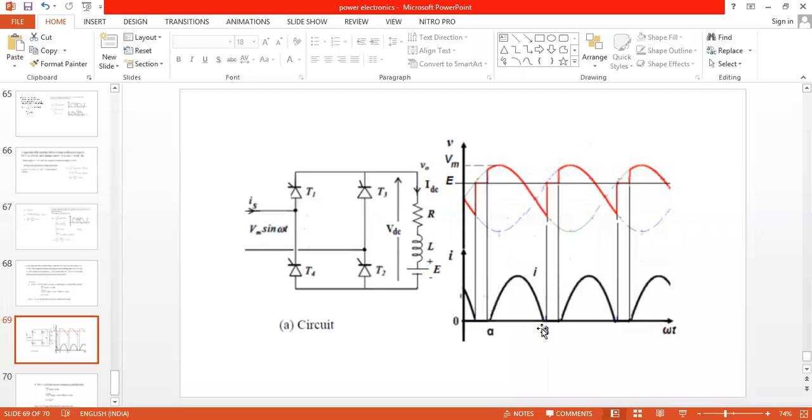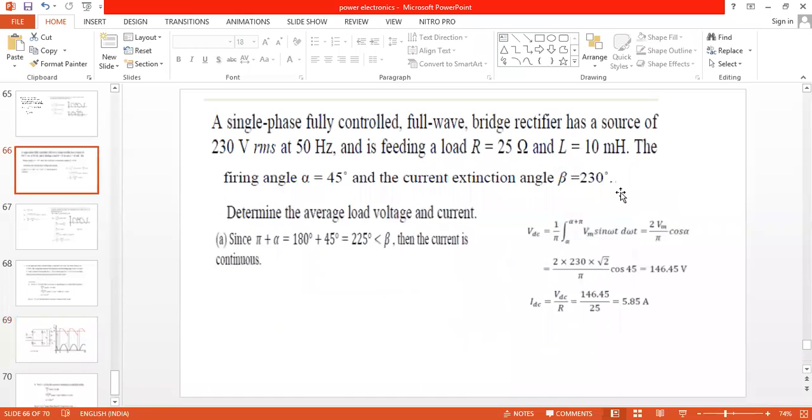Right. So what is this beta? The current value becomes 0 after pi plus alpha, which is nothing but the beta here. Okay. So now in order to do this particular problem, you got the clarity. Beta they have given 230. If the value which you are getting is greater than beta, the current is discontinuous. If the value which you are getting is less than beta, it is nothing but the continuous current. So beta equal to pi plus alpha, less than or equal to pi plus alpha is the continuous current formula. So we'll see the formulas later.